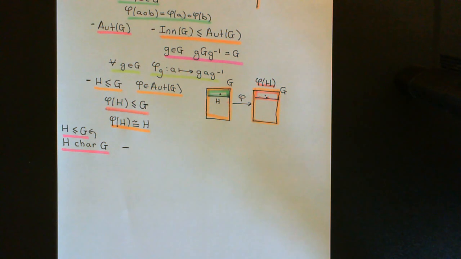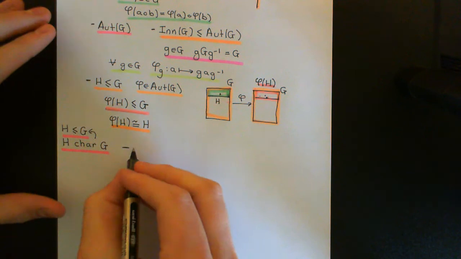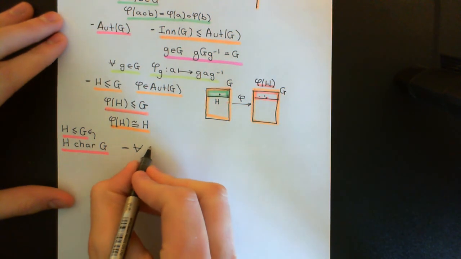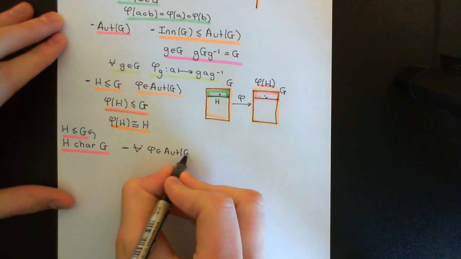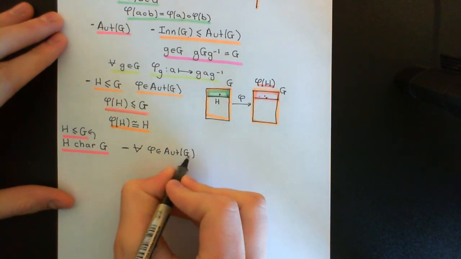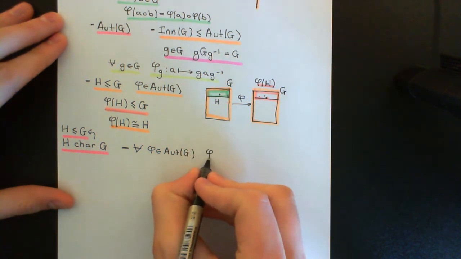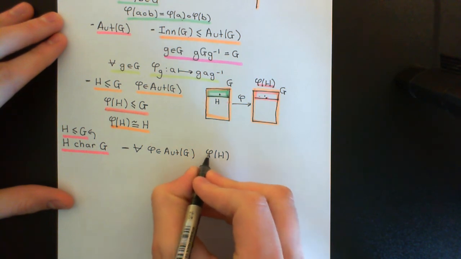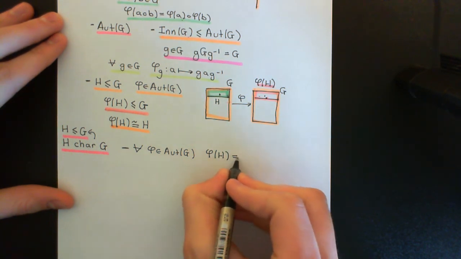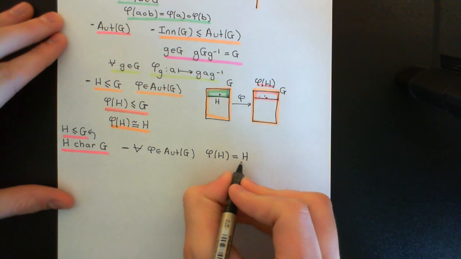is that it has to have the property that for all automorphisms of the larger group capital G, this subgroup capital H is fixed by every single one. So let me write this out. For all phi, which is an element of the group of automorphisms of G, so you pick any automorphism you like of G, when you act phi on the subgroup H, you take the image of H under this automorphism phi, you must get the same subgroup back. You must get H back.